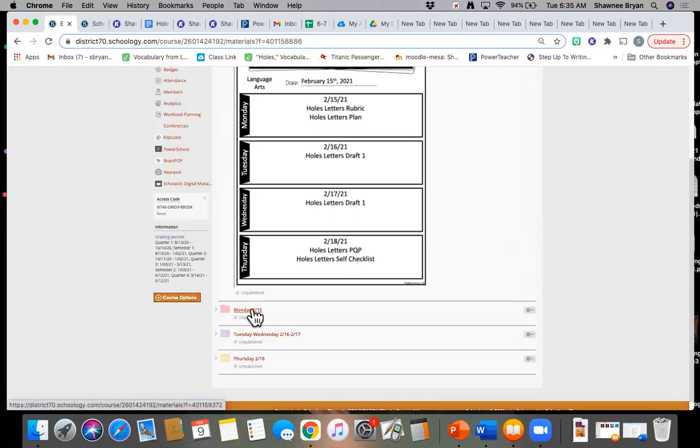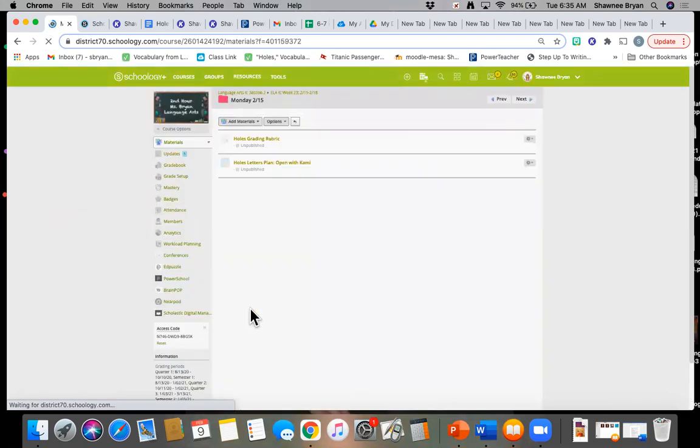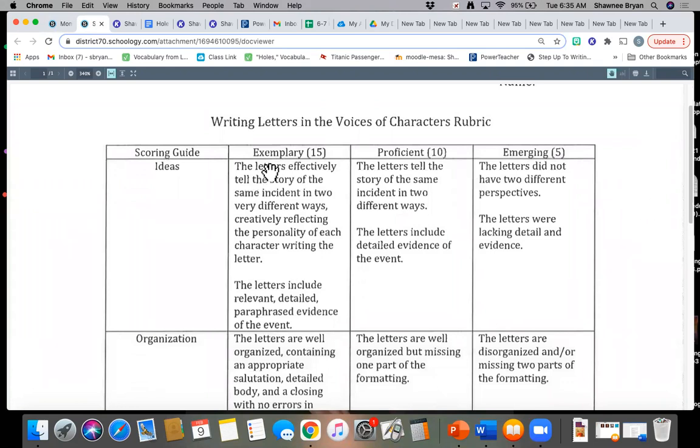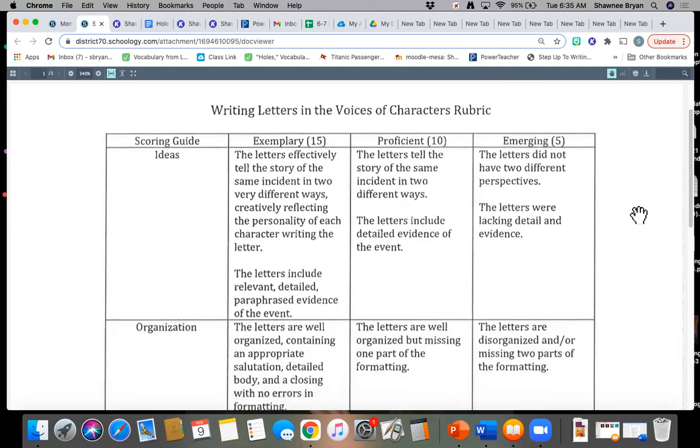So when you open the Monday folder, you're going to see two things, the first one being the rubric and the second one being the plan. Now the rubric you can just open as a PDF to take a look at how you're going to be graded. And it looks like this. So you can see the exemplary column is worth 15 points, proficient is 10, and emerging is 5. So you want to be over here in the exemplary column getting the most points possible.